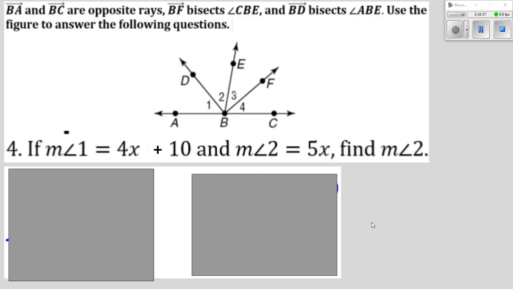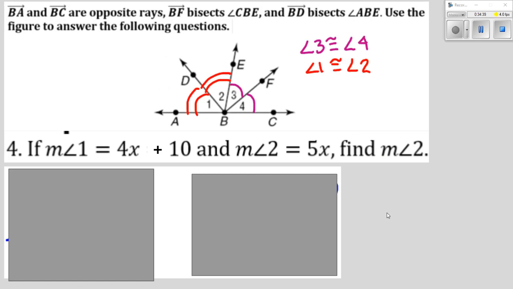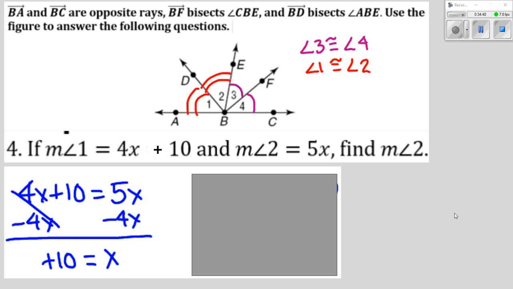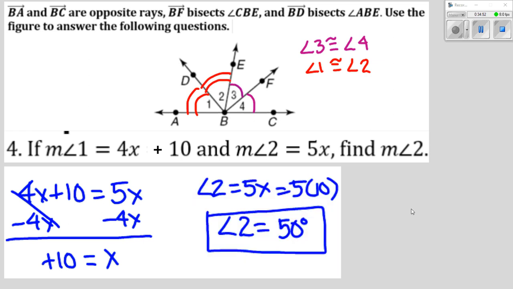Number 4. I marked it up. Hopefully you marked yours up, your diagram up, so that way you can clearly see what's going on. You should have gotten 10 as your x, and then you plug it in to find angle 2 as 50.